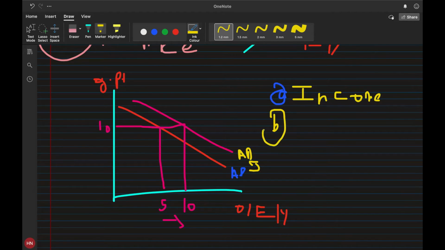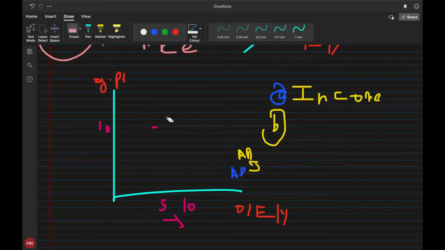The second factor can be a rise in optimism. Let me just erase all of this. Let's say there is a rise in optimism in the given economy and consumer confidence is increasing, which boosts consumption and investment, which obviously increases aggregate demand.